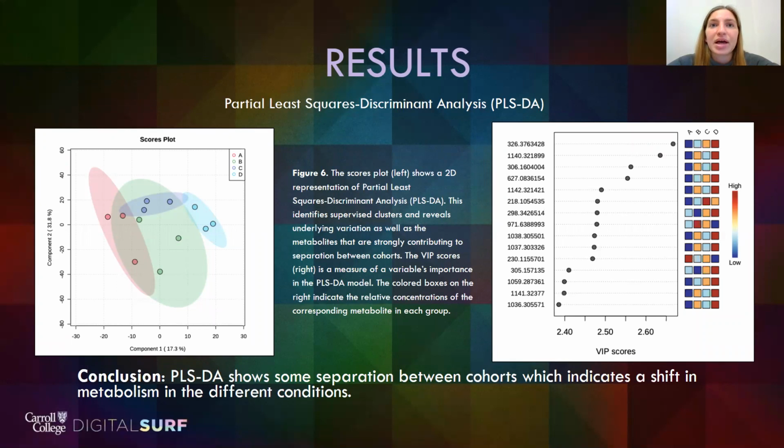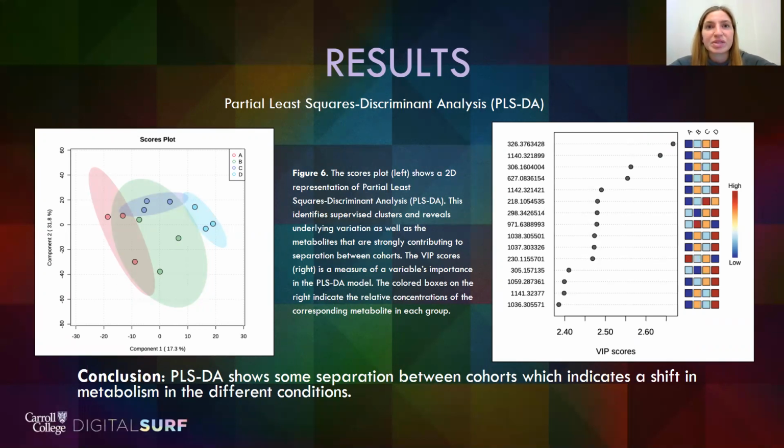Supervised clusters and underlying variation between cohorts was detected using partial least squares discriminant analysis, or PLSDA. There was a large amount of overlap between the fluid flow and the static cohorts with cilia, as seen in purple and green, and there was little overlap between the fluid flow cohort without cilia, which is seen in blue, and any of the others because this was the diseased model. There was also some overlap between the static with and without cilia cohorts, which is seen in green and red.